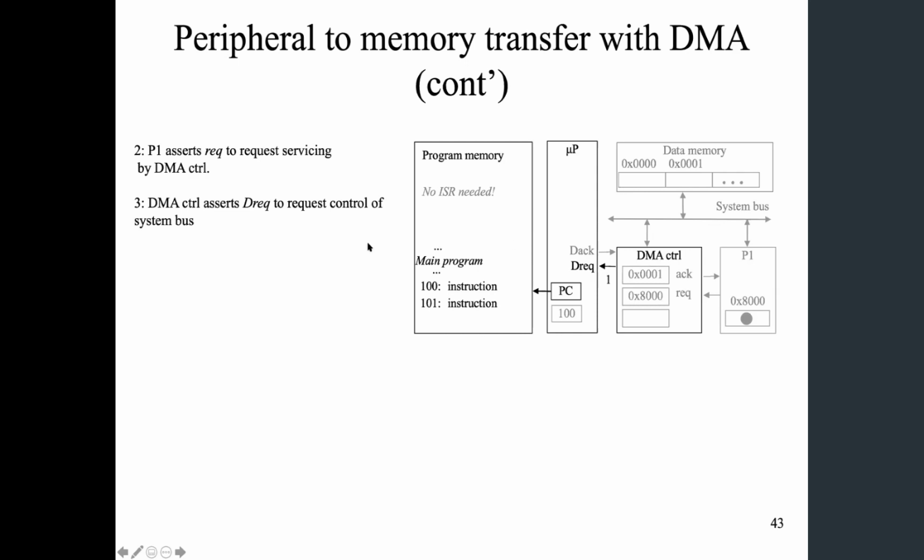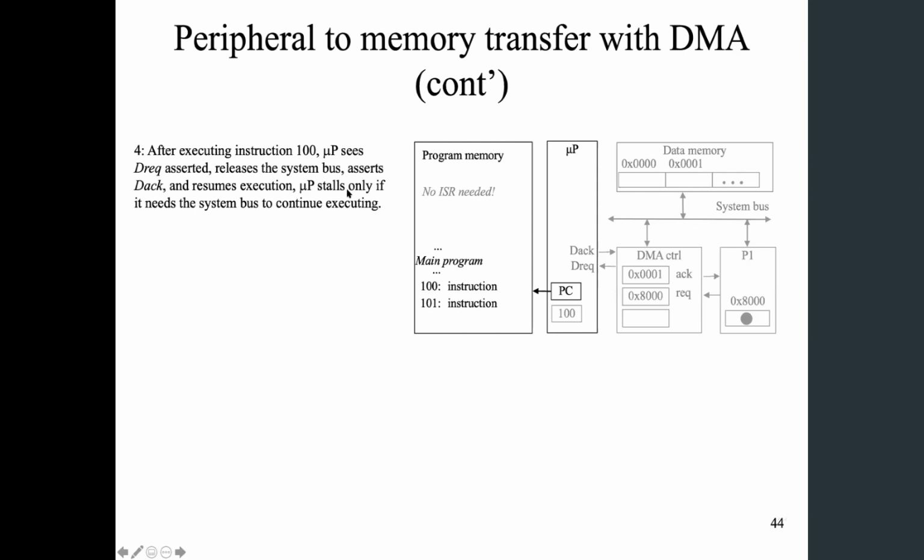So the next thing you will see is the microcontroller sees this DMA request, which was asserted. It will decide to grant that access. So it will release the system bus and assert this DMA ACK signal. What this microprocessor really does is put all of its signals on high impedance state so that it essentially isolates itself from the system bus.